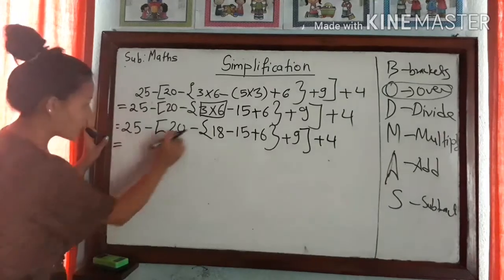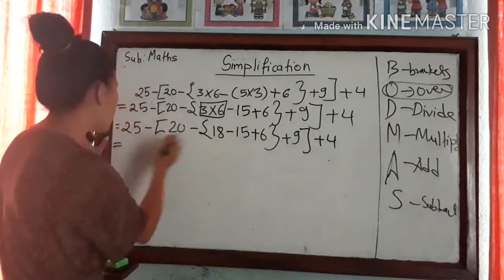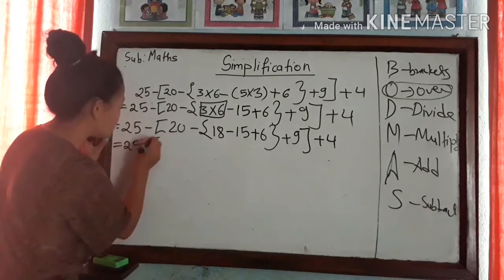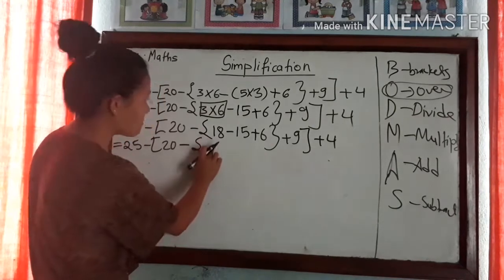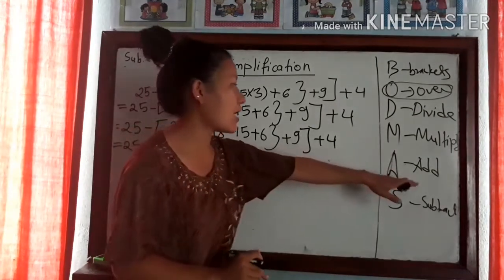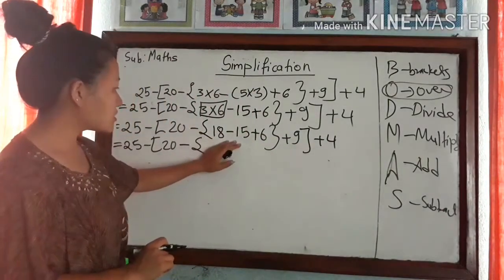Now as we haven't opened the curly bracket yet, let's move to the curly bracket. 25 minus big bracket plus 20 minus, here is a big bracket. After multiplication we have the rule to do addition. So let's find the problems regarding addition.